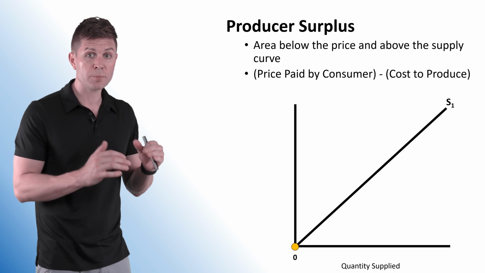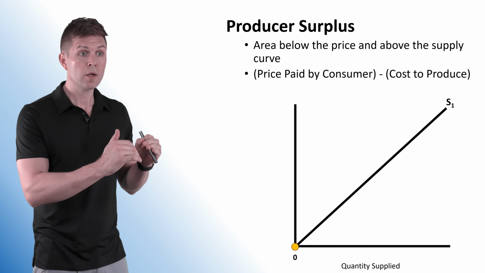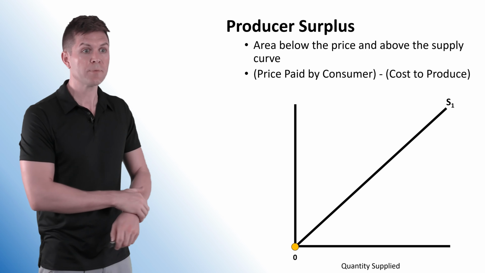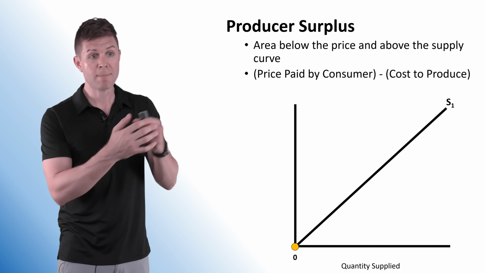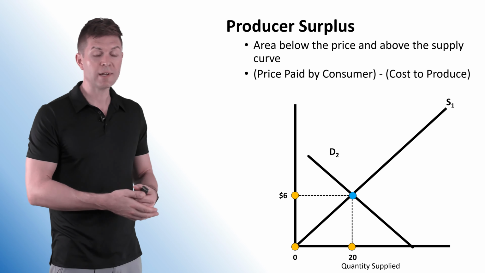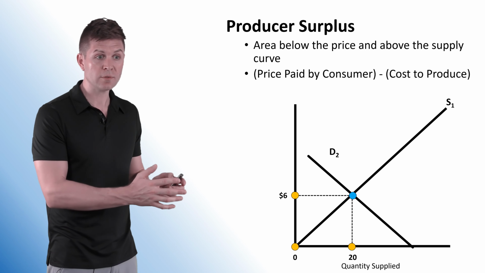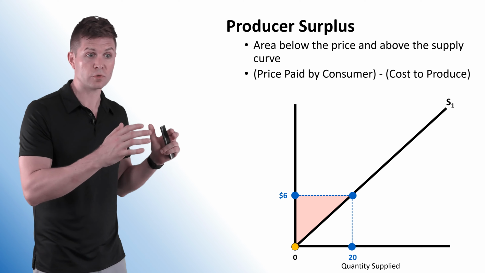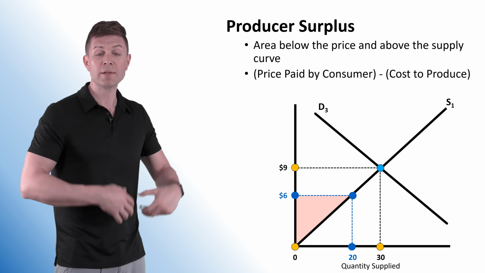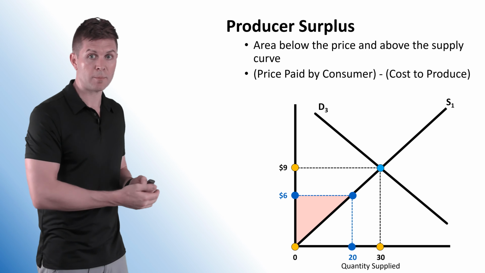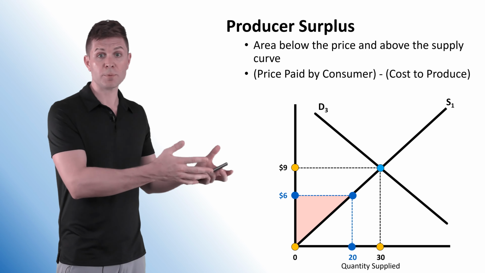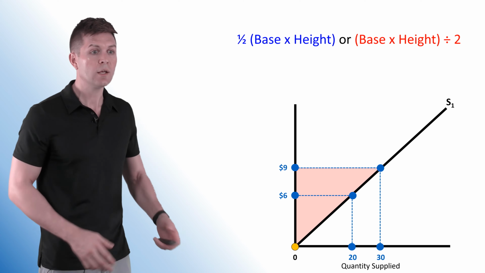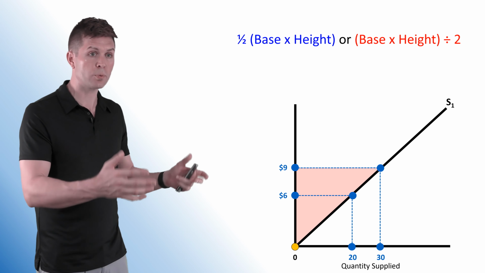Now while the extra cost to produce is everything under the supply curve, producer surplus exists above the supply curve but below the price level. So it's the price paid by the consumers minus the cost to produce. So at $6, we are supplying 20 units, and this pink triangle right here represents the total producer surplus in this market. Now as price goes up, more suppliers join the market. There is extra surplus for those already in the market, and the new suppliers add additional surplus to the market. So this new pink triangle represents the new producer surplus.